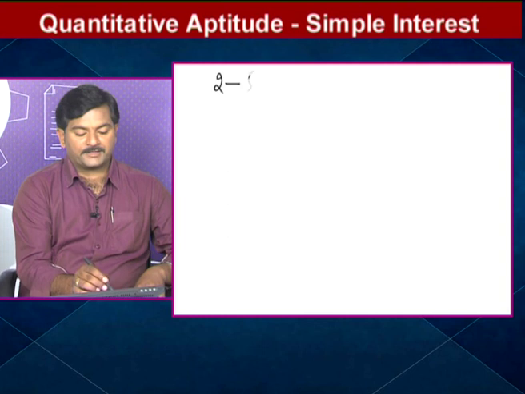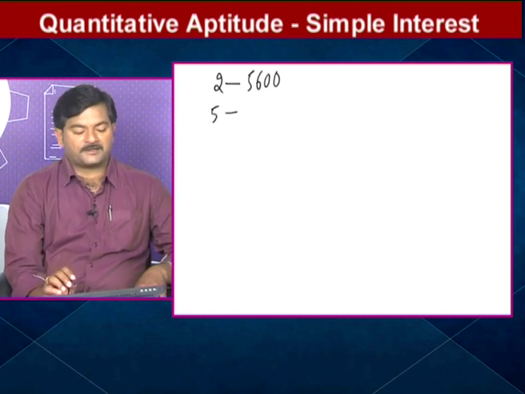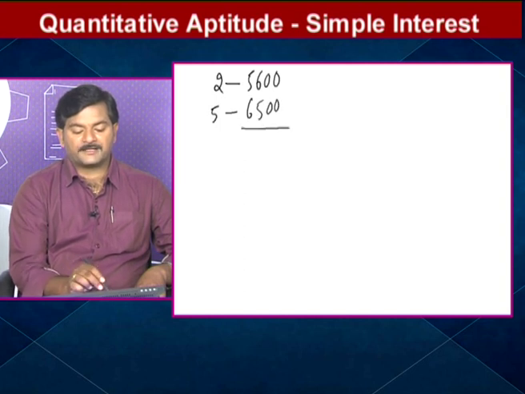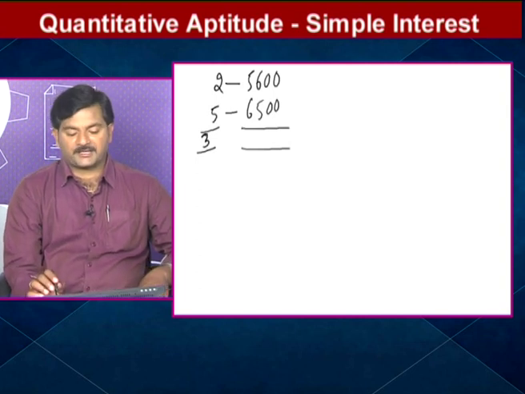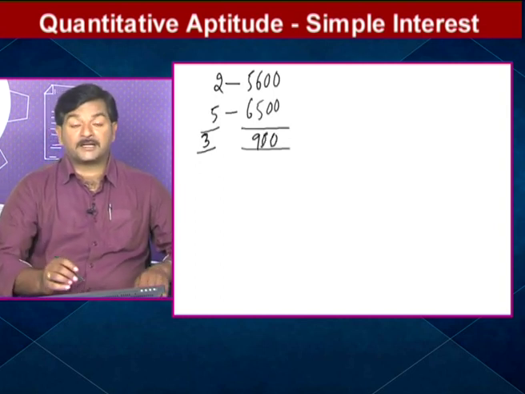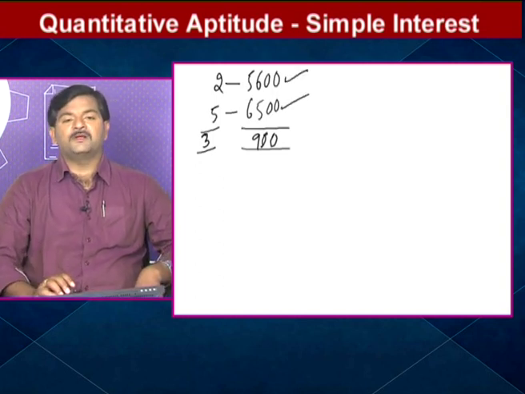So simply 5600. For 2 years given 5600, and the same amount in 5 years will be how much? 6500, okay. It is very clear. We can find the difference between time, which is 3 years. And the difference between amounts is clearly 900 rupees. Observe, this is the amount for 2 years, this is also the amount for 2 years. The difference between amounts is 900 and the difference between time is 3 years.